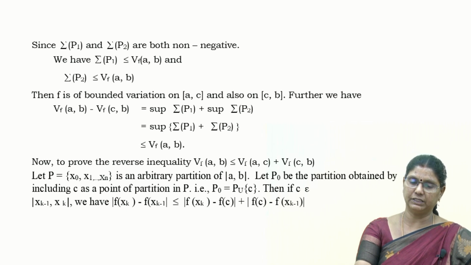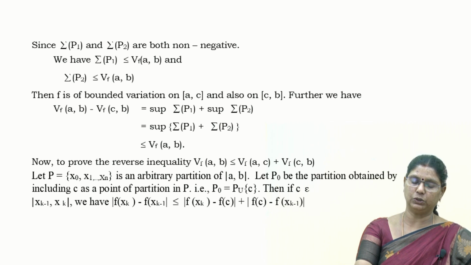Now to prove the reverse inequality, Vf of [a, b] is less than or equal to Vf of [a, c] plus Vf of [c, b]. So let P be a partition from x0 to xn, an arbitrary partition of [a, b], and let P0 be the partition obtained by including c as a point of partition in P, that is, P0 equal to P union {c}.